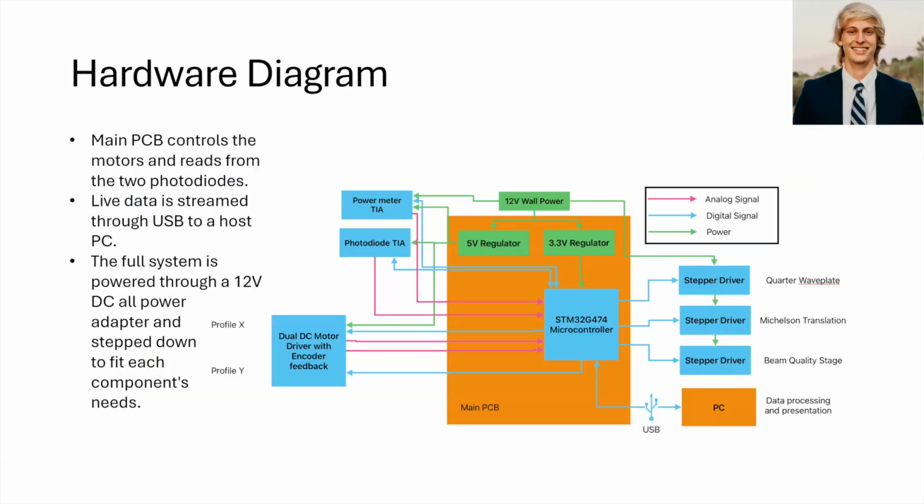The electrical hardware is very simple for the system. We have our STM32 microcontroller at the center of it. This whole system is powered from a 12-volt DC wall adapter, which is split into 5 volts and 3.3 volts via switching regulators. The STM interfaces with our stepper motor drivers and DC motor driver to control the motion. We have the power meter TIAs coming in through analog channels, and all of this data will be processed and packaged and sent to the PC for further processing and data presentation.